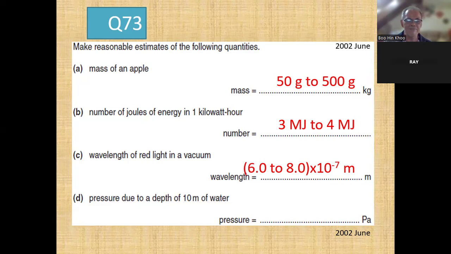Pressure due to a depth of 10 meter of water is atmospheric pressure. Instead of asking you directly, all this must be in your head. Wait, I forgot the atmospheric pressure, the density of water.